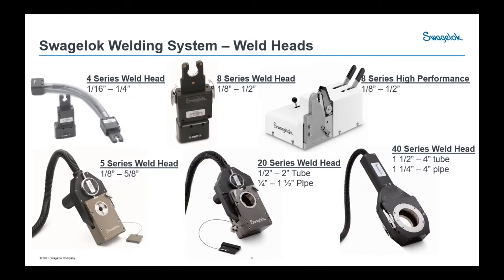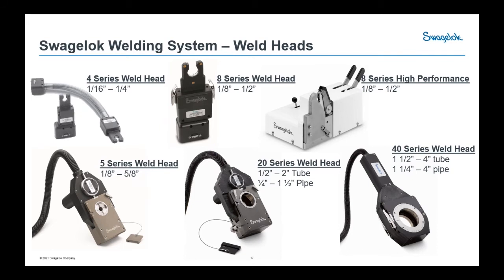Now we have several weld heads that match up to the welder. There's a Series 4, which is like our micro weld heads, and the Series 8, they have a flexible head on them so they can get into those tight spots. A Series 8 production head is our high production head if you're just doing some bench mount, knocking out the same weld one after another. And then we have the 520 and the 40 series head. These are the most popular heads that we use.